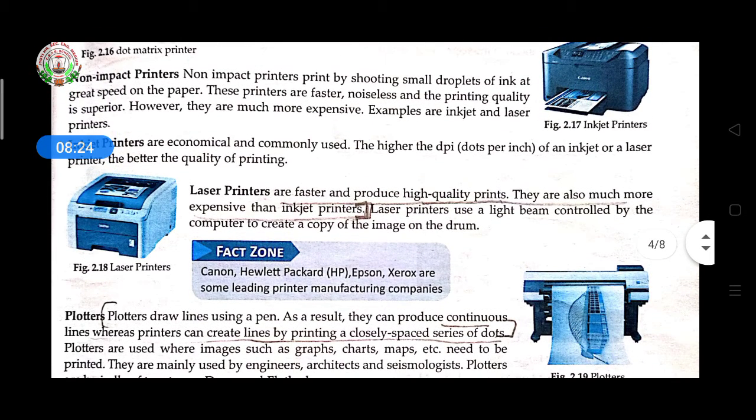Non-impact printers print by shooting small droplets of ink at great speed on paper. These printers are faster, noiseless and the printing quality is superior. However, they are much more expensive. Examples are inkjet and laser printers. So nowadays we are using a non-impact printer. It is easy to take a printout in a very few seconds, and it is faster, noiseless, and the printing quality is superior also.